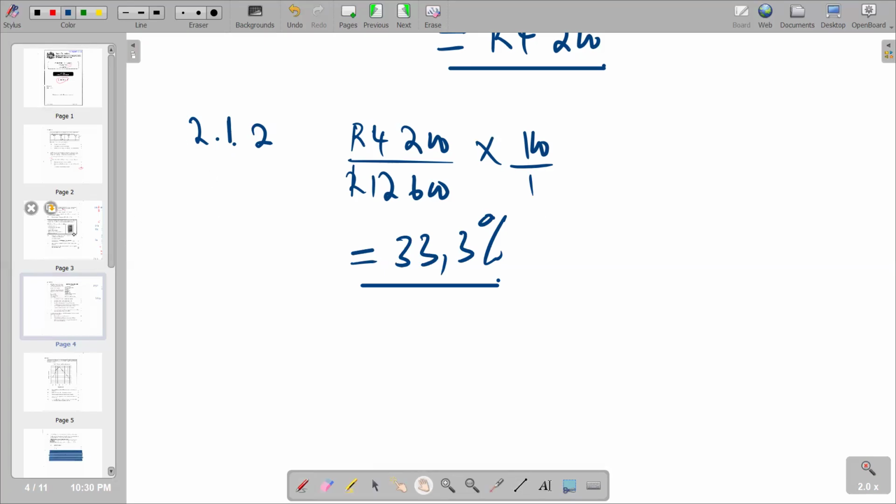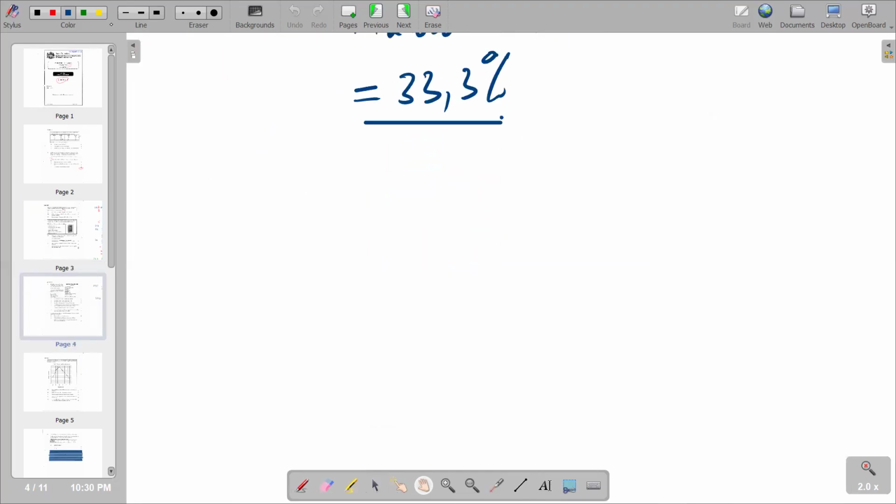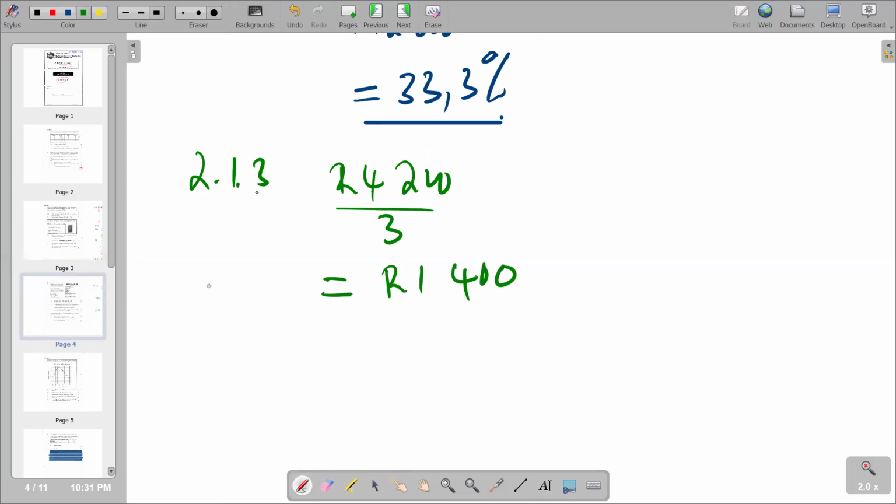So we go to the next part of our question, which says: determine the amount of money each of her children will get. So we are saying 4,200 is for the children, and there are 3 children. So we are going to divide 4,200 by 3, and the answer that we are supposed to get becomes 1,400. So each child's share, we can try to represent it here by saying each child.